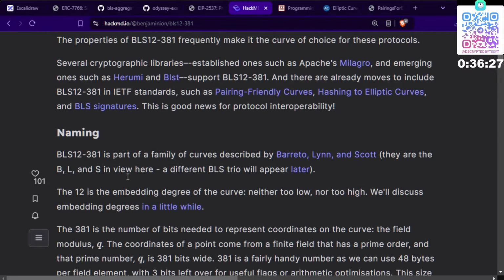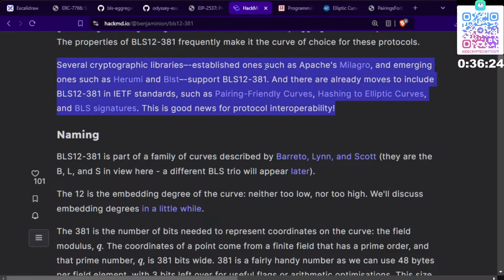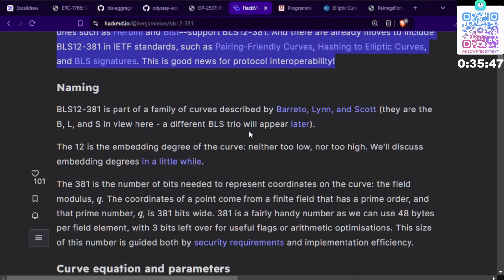Several cryptographic libraries, established ones such as Apache Milagro and emerging ones such as Herumi and BLST, support BLS 12381, and there are already moves to include BLS 12381 in some standards such as pairing friendly curves, hashing to elliptical curves, and BLS signatures. This is good news for protocol interoperability. Cool.